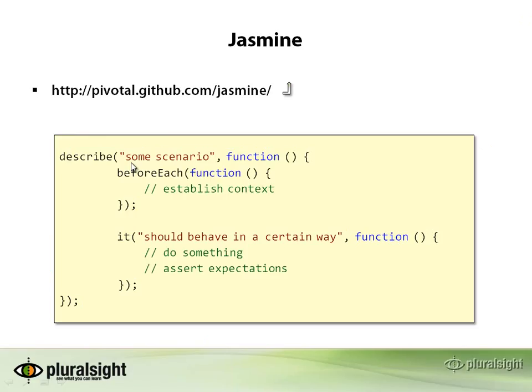The BDD specifications are grouped into suites, and suites are declared using the describe function. Inside a suite, context can be established for all the specifications using the beforeEach method. Each specification is then declared using the it method. The it method takes a string describing how the application should behave and a function. Inside the function, we perform some action and then assert the expected behavior.